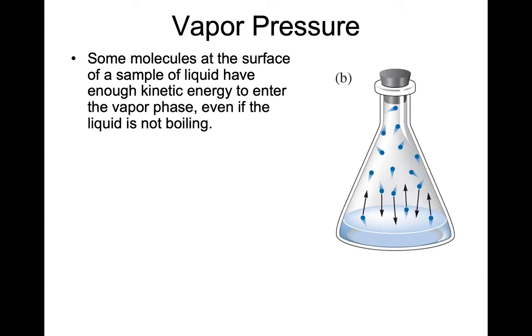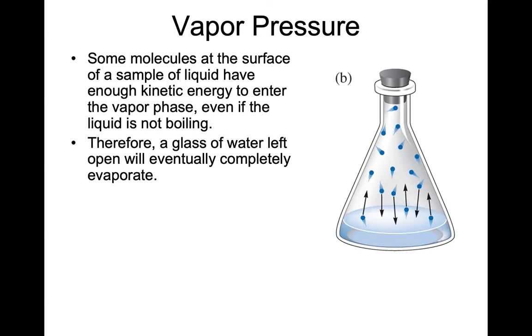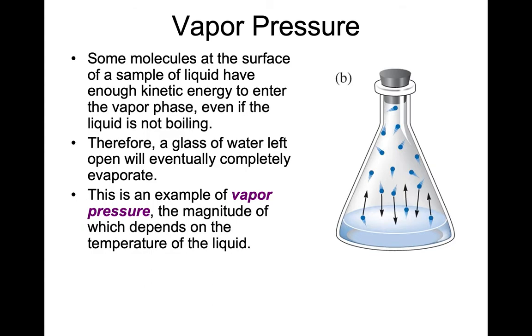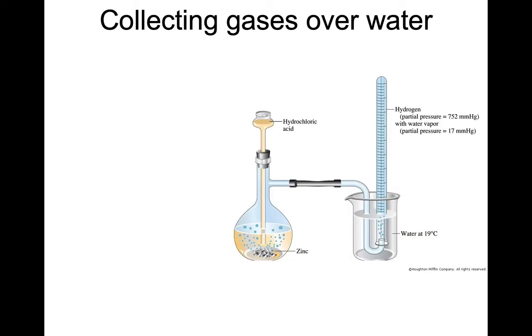First, let's talk a bit about vapor pressure. This will be important for this lab. Some molecules at the surface of a sample of a liquid have enough kinetic energy to enter the vapor phase, even if the liquid is not boiling. Therefore, a glass of water left open will eventually completely evaporate. This is an example of vapor pressure, the magnitude of which depends on the temperature of the liquid. As the temperature goes up, the vapor pressure also goes up. And why is that important to experiments like the one we're doing today?